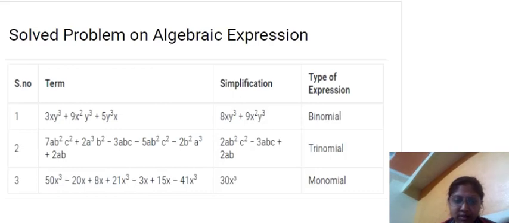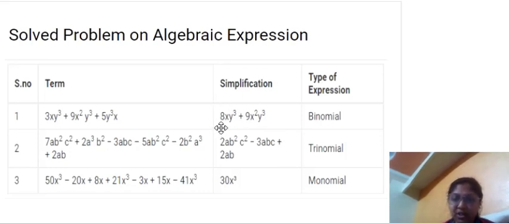Now number one problem is 3xy cube plus 9x square y cube plus 5y cube x. Now here can you see the like terms? Yes, we have 3xy cube and 5y cube x as the like terms. We can see that here both the terms have x to the power 1 and y to the power 3. So we will add them. So what we will get? 5 plus 3, 8. 8xy cube. And the other term is unlike term. So we will keep it as it is. Now we get 8xy cube plus 9x square y cube as the simplified expression.